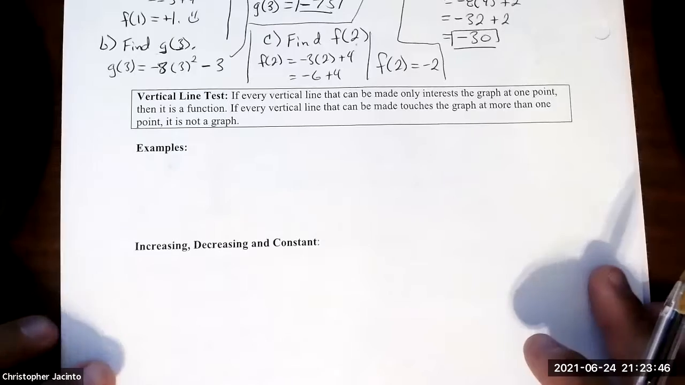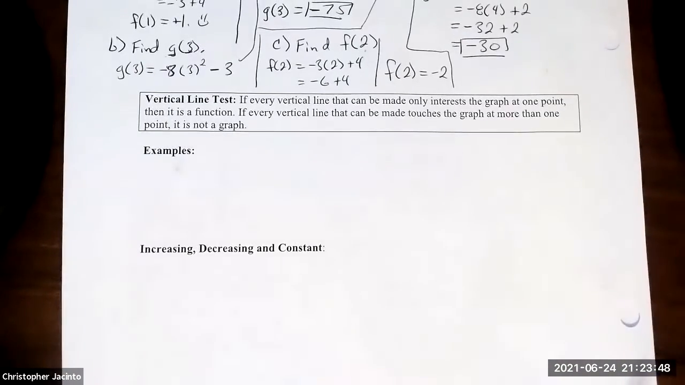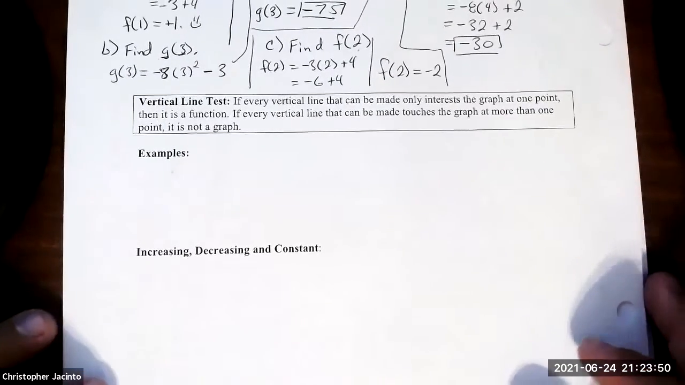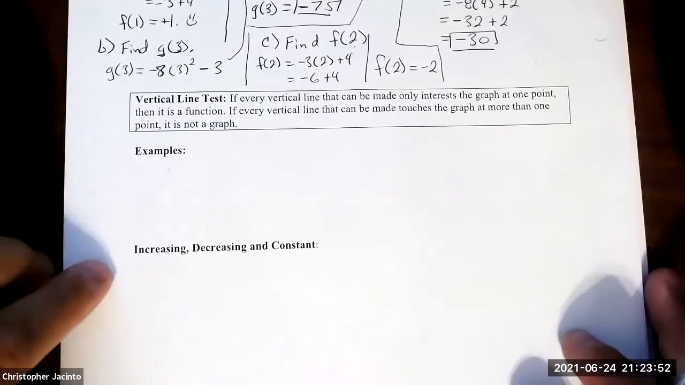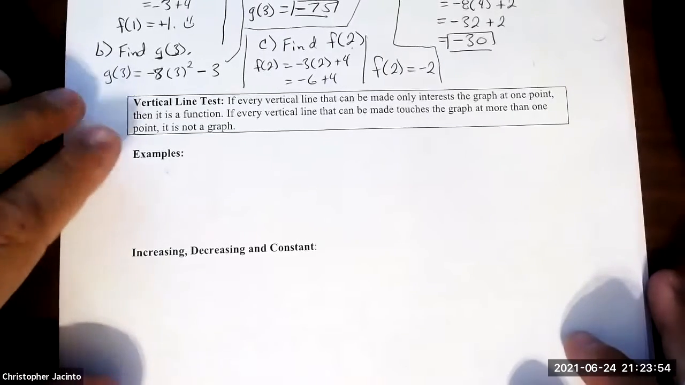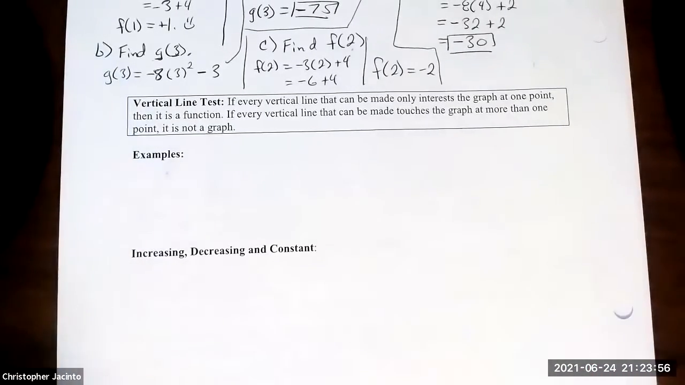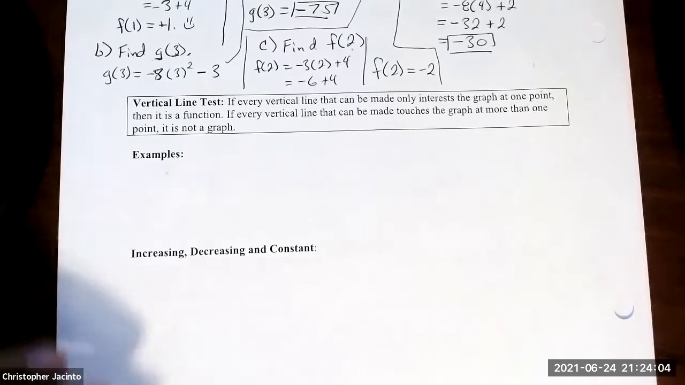Okay, so the last part is broken into two parts: the vertical line test and something called increasing, decreasing. The vertical line test is pretty straightforward. It's basically saying if you're given a graph, how can you tell if it's a function or not? And it's pretty straightforward. We're going to test using a vertical line.